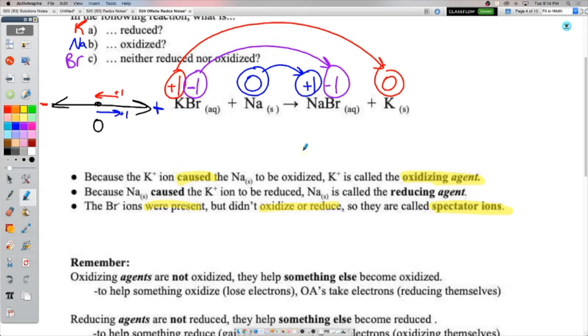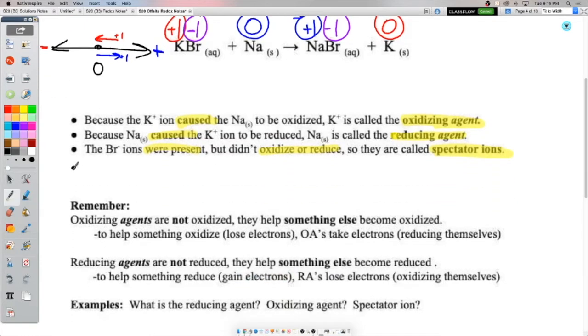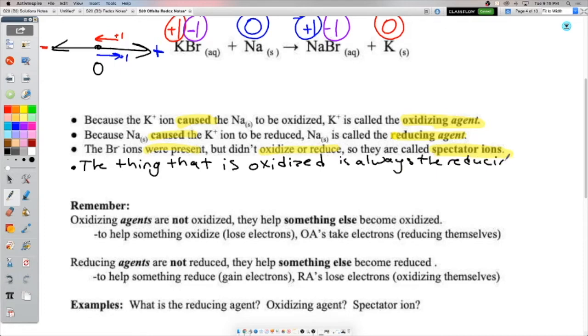And the same goes in reverse. So because sodium caused the potassium ion to be reduced, we would call sodium the reducing agent. So quick note on that, okay? Let's just say the thing that is oxidized, what kind of agent is it? Well, it's losing electrons. So what's it helping something else do? By losing its electrons, it's helping something else gain some electrons, right? So the thing that is oxidized is always the reducing agent. So it's kind of backwards day, right?